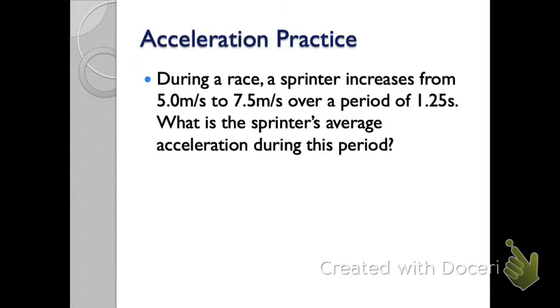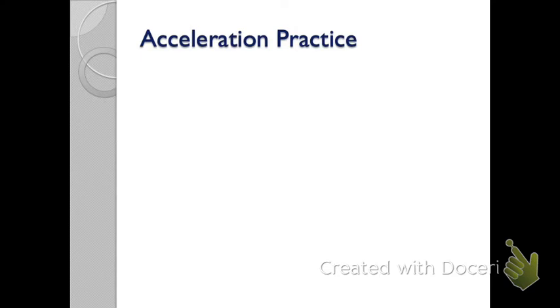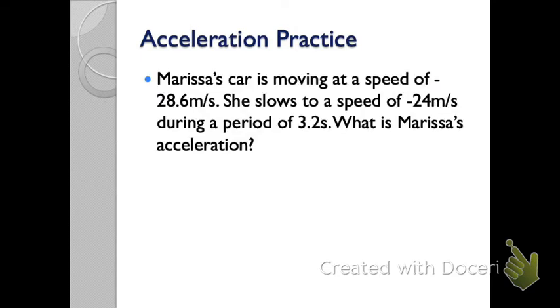All right. This one says Marissa's car is moving at a speed of negative 28.6. Sorry, that got slid to the next line. So it should be negative 28.6. She slows down to a speed of negative 24 meters per second during a period of 3.2 seconds. What is her acceleration? Okay, so let's think about this.